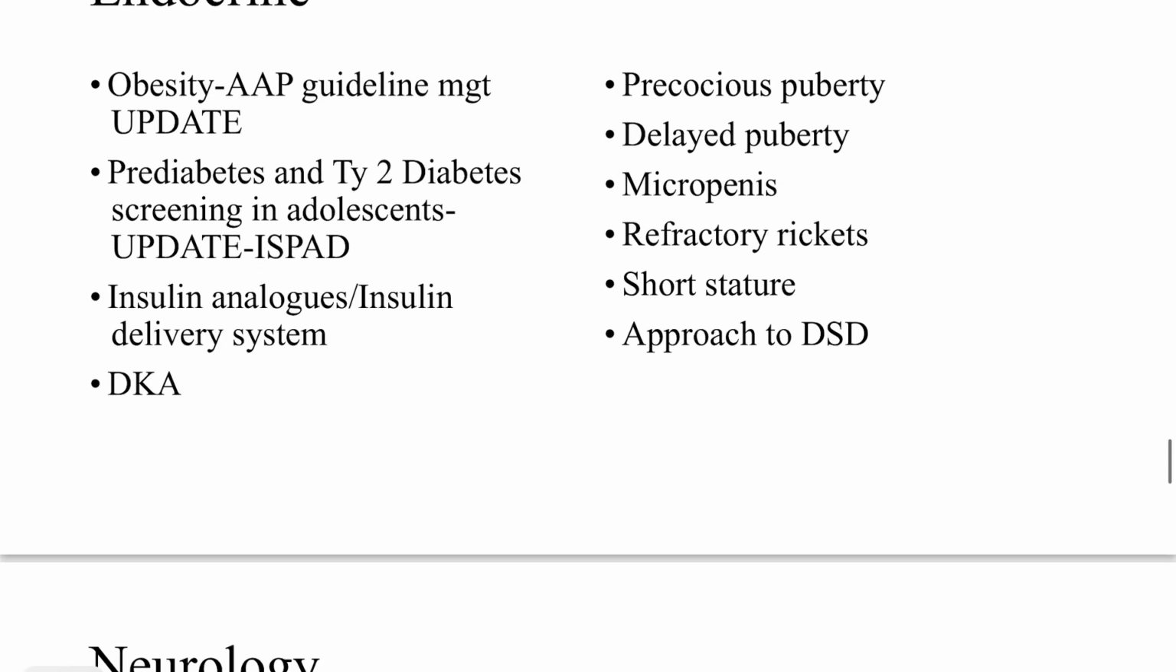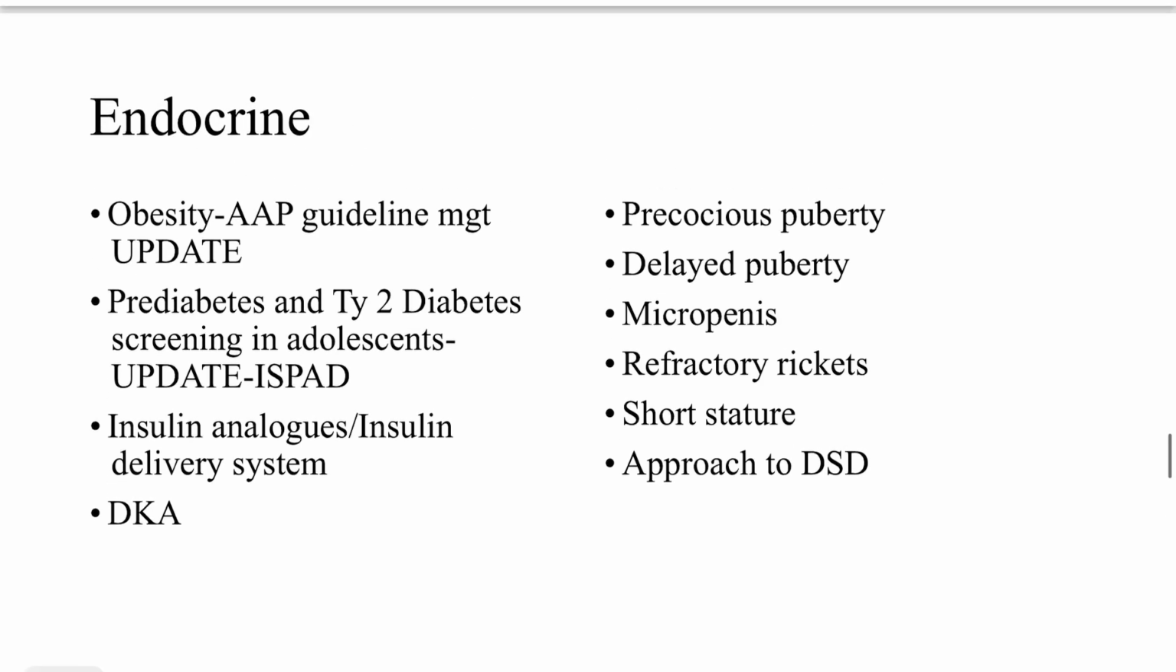Next, endocrine, you should know about obesity. There is an AAP guideline management update. Okay, go through that. Same, how do you screen in adolescents for pre-diabetes and type 2 diabetes by ISPAD? You should read because these are all new things. You should know. Then insulin analogs, insulin delivery, different systems you should know.